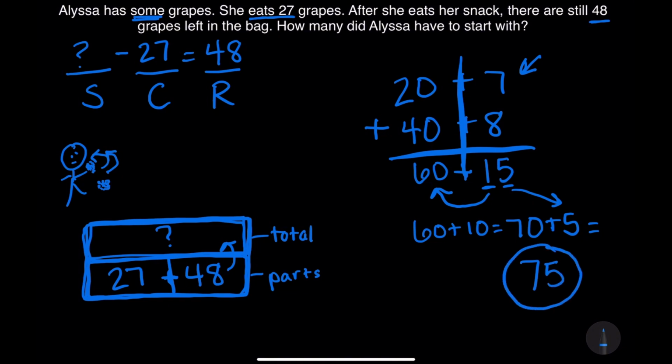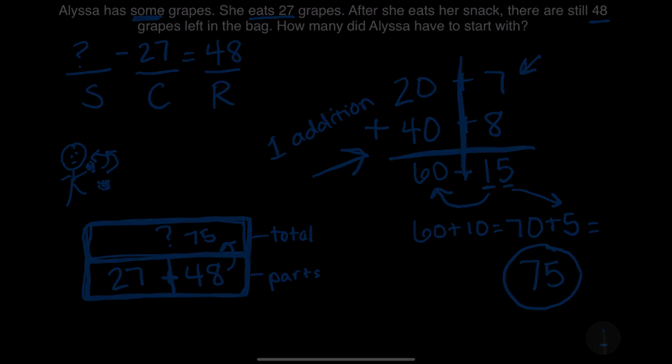Alyssa started with 75 grapes. And I know this is a one-step problem because I just had to do one thing to get the answer. I just had to do one addition problem. I didn't have to do anything else to get the final answer. So that's how I know that this is a one-step problem.